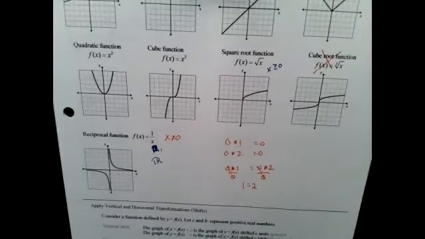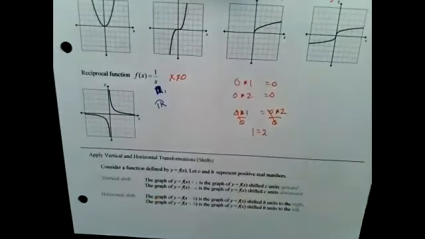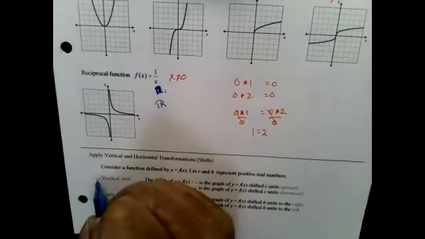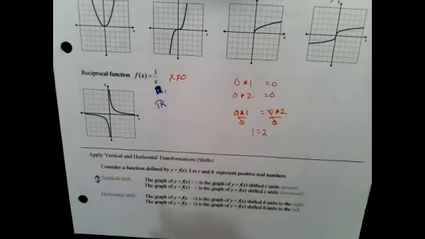Okay. So what are we going to talk about today? We're going to take those parent functions and we're going to move them. I like to move it. Two of the ways we can move them are the vertical shift and the horizontal shift. The vertical shift means I'm going to move this whole thing up or down. Horizontal shift means I'm going to move this whole thing left or right. All right, let's see how we do these transformations.